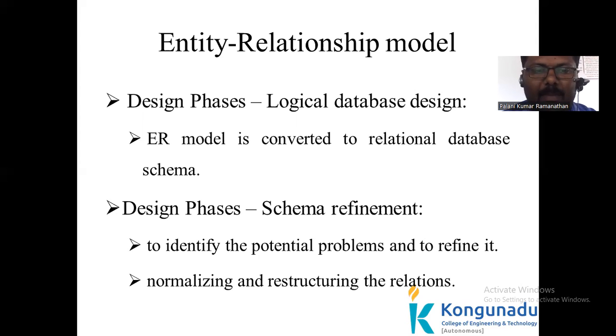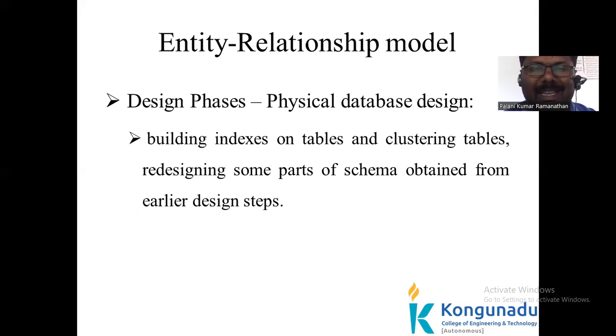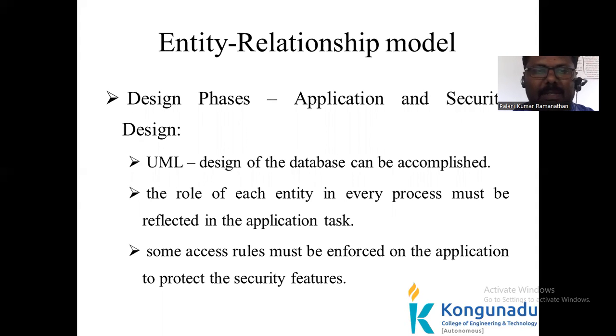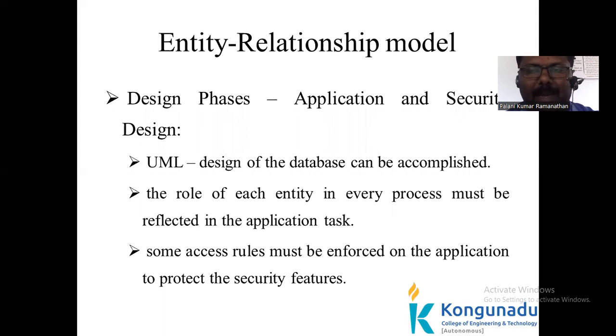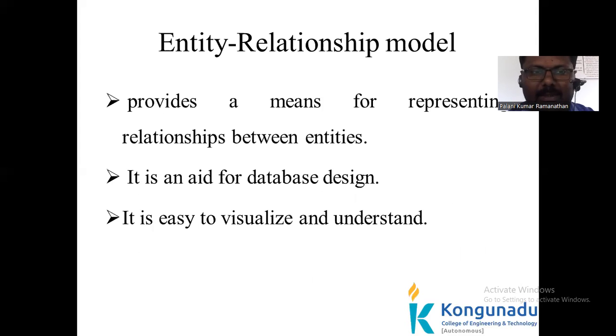The next one is schema refinement, to identify potential problems and refine them. Here we normalize and restructure the relations for further processing. Then we redesign some of the schema obtained from earlier design steps. Based on that logical design, we design a physical database. For the physical database, we build indexes on the tables and cluster the tables related to the particular schema. These are all the design steps we follow to design an entity relationship model. And finally, applications and security. For applications, we use UML, and for security, we use access rules to restrict user access.